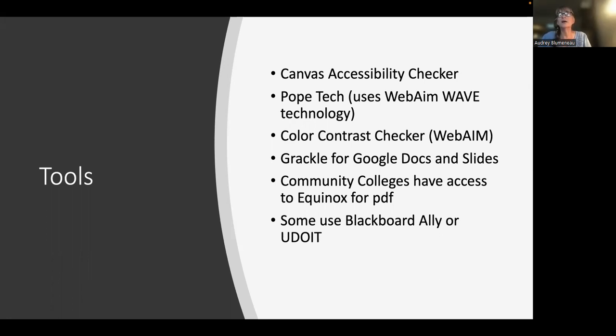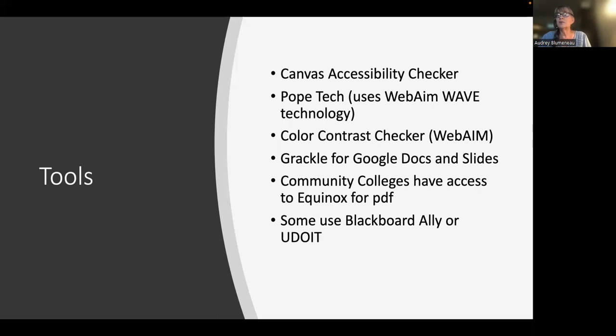So it has a built-in accessibility checker, and it's probably the very basic checker. It's the first step to checking. John Pope created a company called Pope Technology. It's based off of the WebAIM Wave technology tool that many people use to check for accessibility for a website. He was able to create something that was incorporated into Canvas. So it's part of Canvas, and it provides a second level of accessibility checking for content within Canvas.